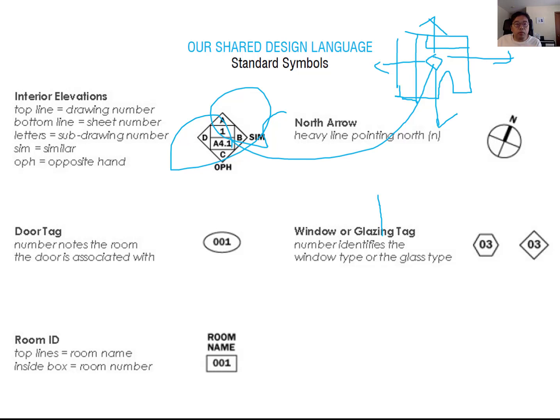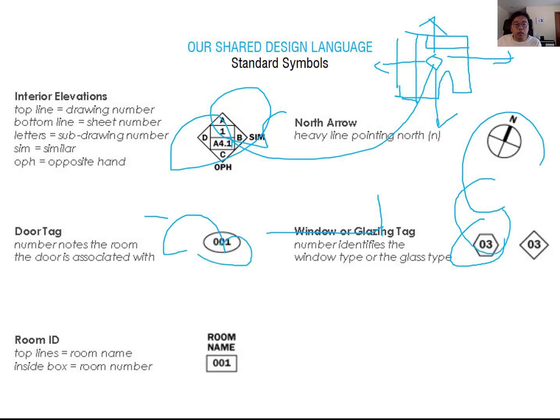Okay, also you have to include the north arrow, and you have to include the door tag and window tag. When you follow this door tag and window tag, you can find the window and door schedule, which gives the size of your door, what kind of lever you use, and what kind of lock system you use. So you can follow all the detailed information through the door tag and window tag here.